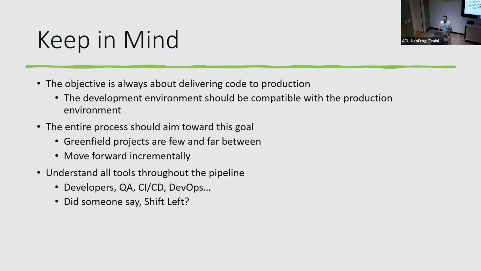So the objective is always about delivering code to production. Developers often forget that the reason they're developing code is to deliver it, right? They like to play with the latest toys. I do. I like the shiny things too, right? But developers are being paid to provide value to a business, and that value is delivering applications, right? So every single thing a developer does is about delivering applications.